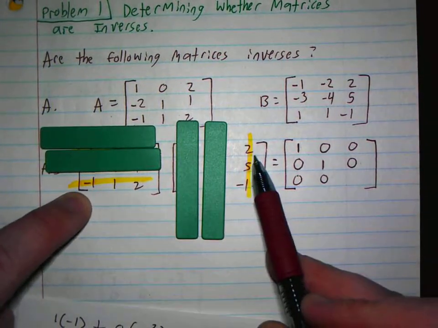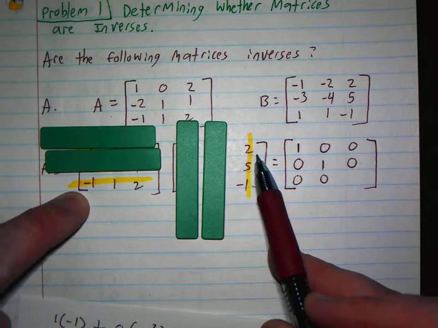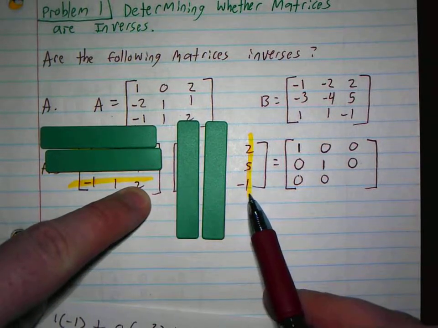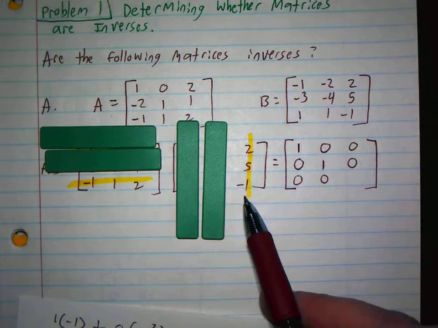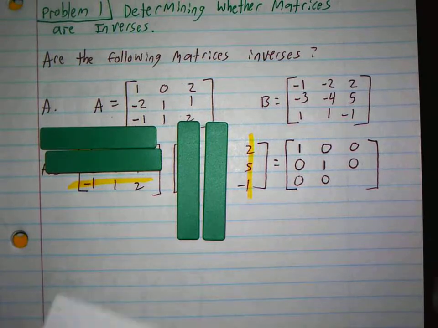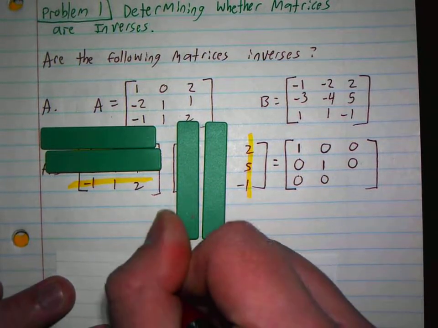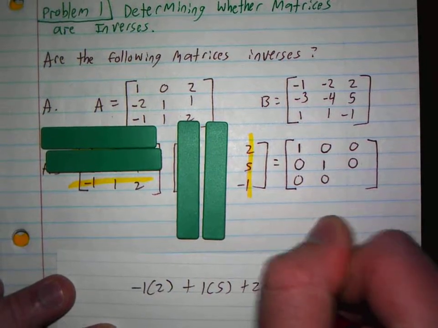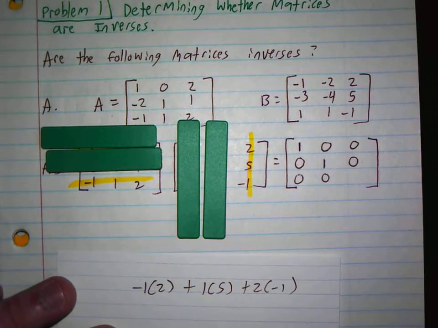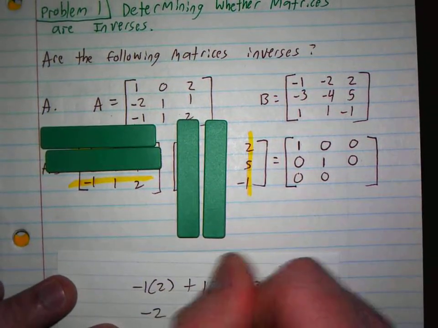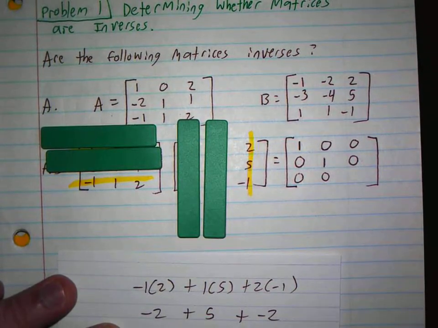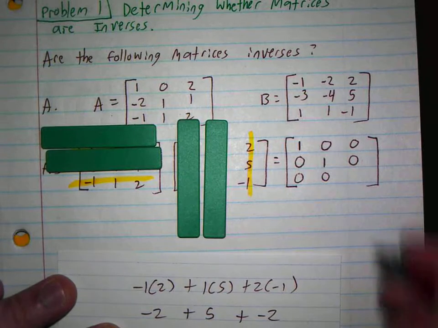And then here, negative 1 times 2 is negative 2. 1 times 5 is 5. 2 times negative 1 is negative 2, right? So we have, let's write that one down. So that's negative 1 times 2 plus 1 times 5 plus 2 times negative 1. See, this is negative 2. That's 5. That's negative 2. Negative 2 plus 5 plus negative 2 is 1.